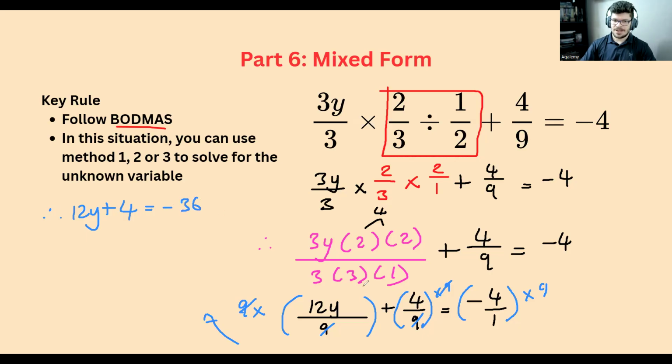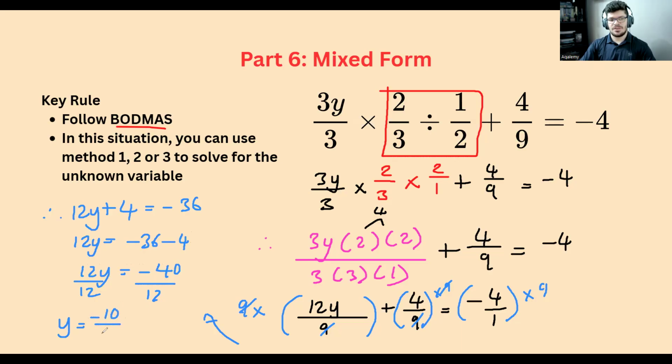Okay, that's pretty much it. So we're going to send the constants over. 12y is equal to negative 36 minus 4. 12y is equal to negative 40, divided by 12 on both sides. y is equal to negative 40 over 12. I think we can simplify it by dividing by 4. So it'll be negative 10 over 3. Okay, there's your final answer for the mixed form.